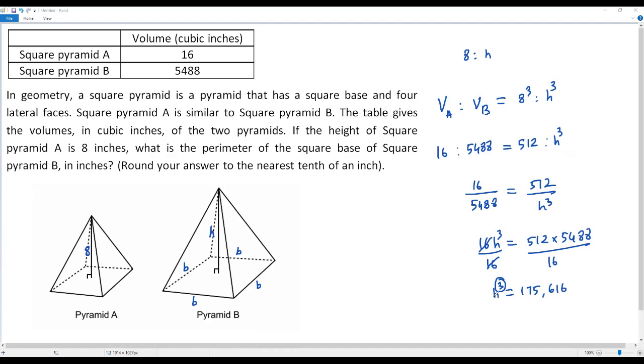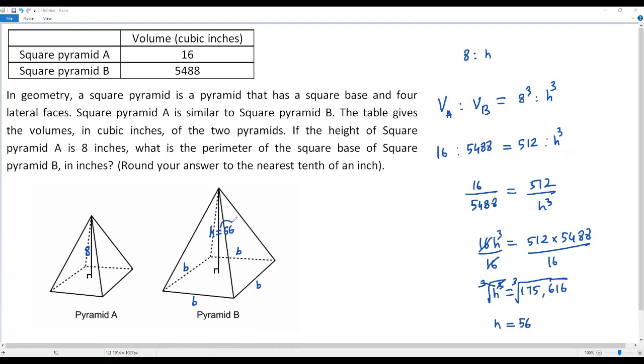For that, we have to take the cube root on both sides. Okay, let me take the cube root on both sides. Here on the left side, this cube root and cube will cancel. We get h on the left side. And the value of the cube root of 175,616 is 56. So here I got the height of the square pyramid B, that is 56 inches.